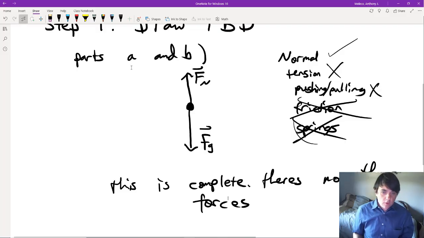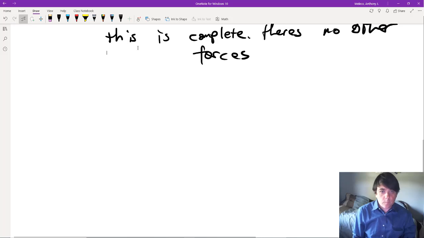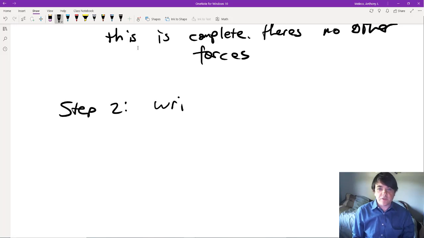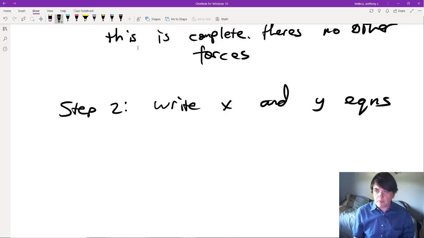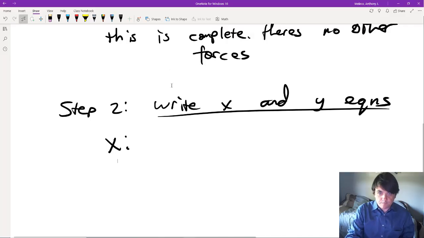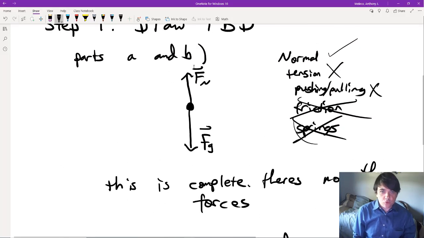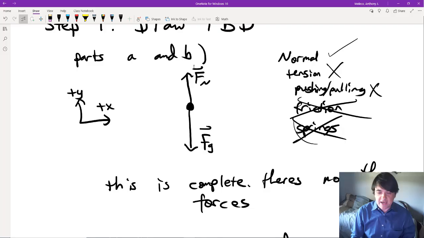All right. So the next thing that you want to do, step 2, is you want to write equations. Okay, write x and y equations. Okay, so in the x direction, if we draw a coordinate system, right, plus x, plus y, are there any forces acting in the x?